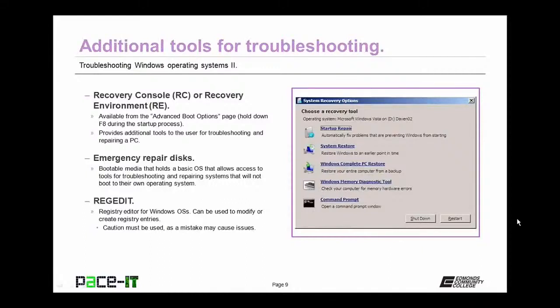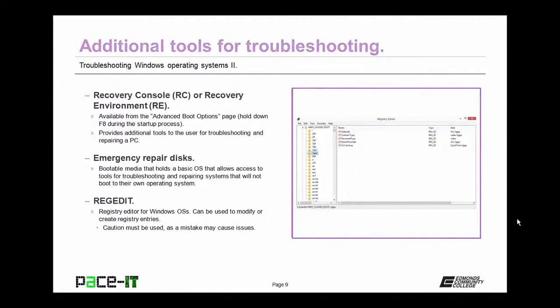You can also use emergency repair disks. These are bootable media that hold a basic operating system that allows access to tools for troubleshooting and repairing systems that will not boot to their own operating system. You may also use regedit. This is a registry editor for the Windows operating system. It can be used to modify or create registry entries. Caution must be used here, as a mistake can cause more issues than it resolves.